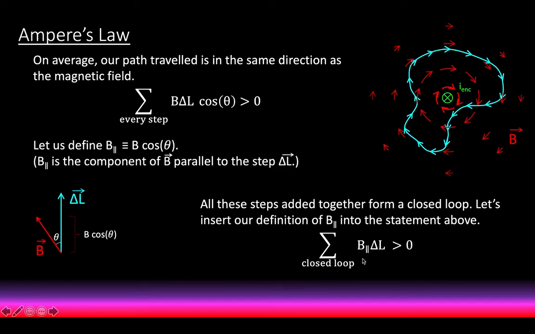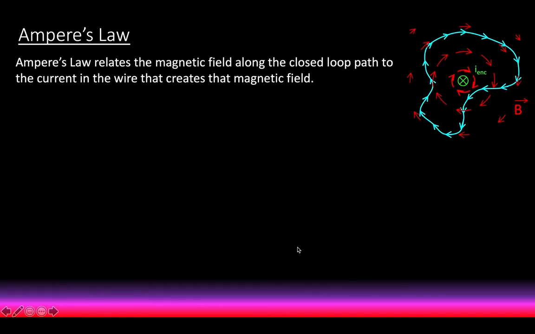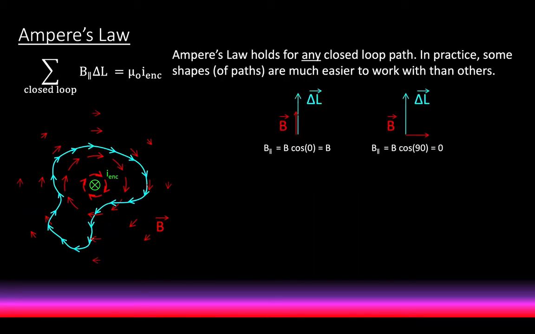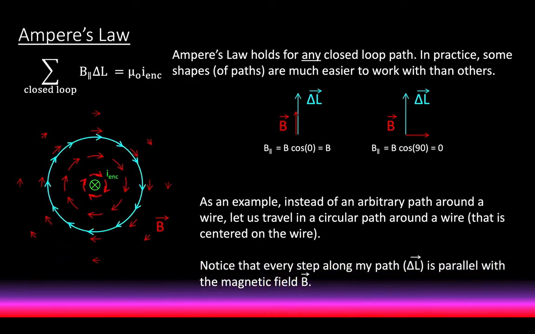So the component of B that is parallel to my step, that's B cos theta, times the step length, when I walk around a closed loop. If I am walking clockwise and the magnetic field is clockwise as well, or if the magnetic field is counterclockwise and I'm counterclockwise, that would have been fine too, this entire summation must be larger than 0. And what we're going to do is not just pick an arbitrary path. Let's pick a convenient path.